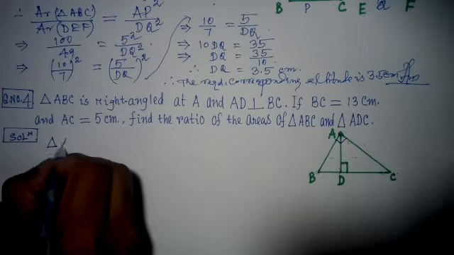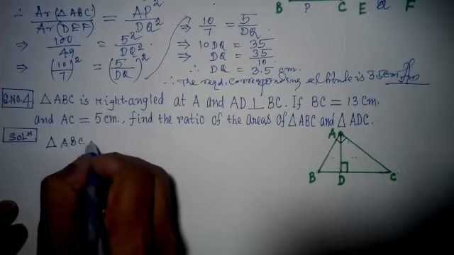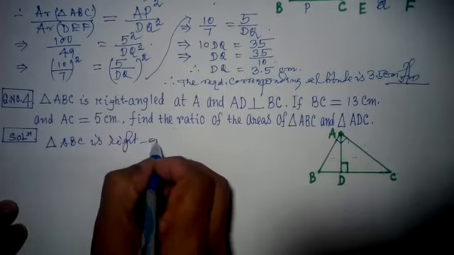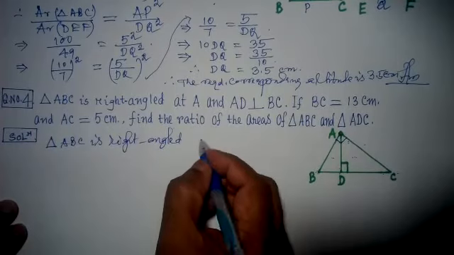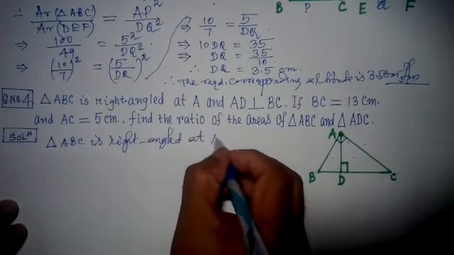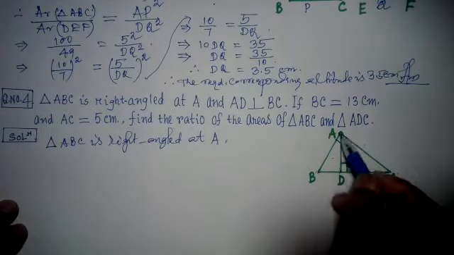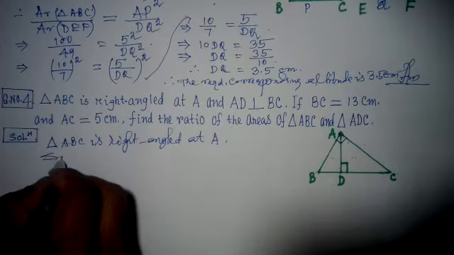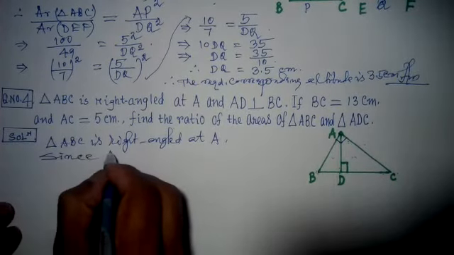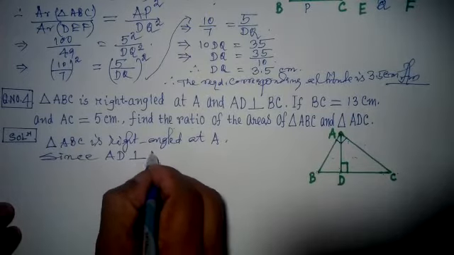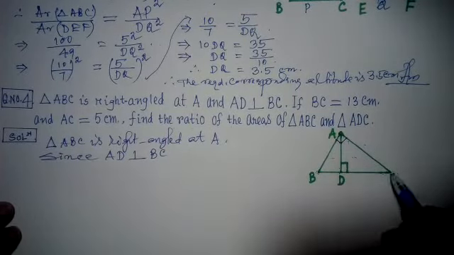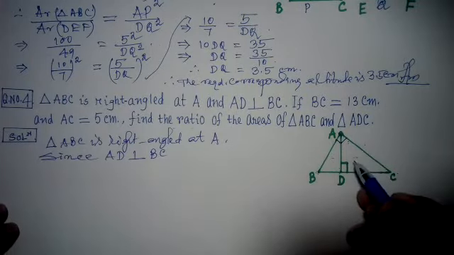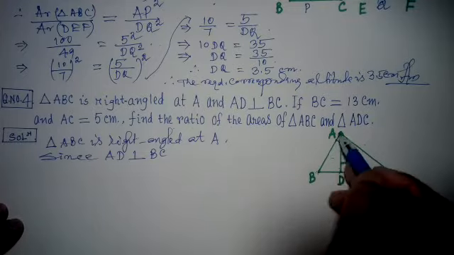Solution. Triangle ABC is right angled at A and AD is perpendicular to BC. Since AD is perpendicular to BC, see what will happen. Look at this small triangle ADC and the big triangle ABC.